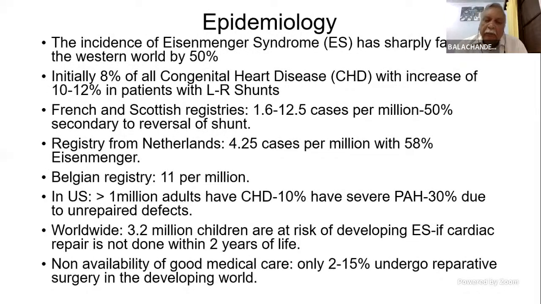So the epidemiology is well known, that maybe because of the surgeries and the shunt lesions, there has been a rise, but in many places it has come down. In fact, I was told that you don't get many cases of PDA, because in Kerala, at least, they have closed all the PDAs and all the ASDs and many of the VSDs. So that means pulmonary arterial hypertension is quite rare in some parts of the country. Next slide.